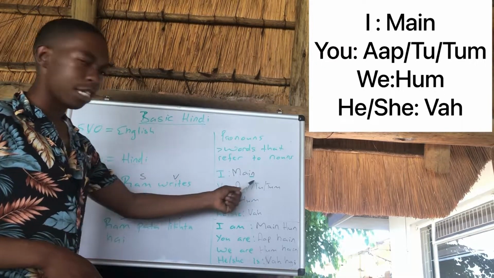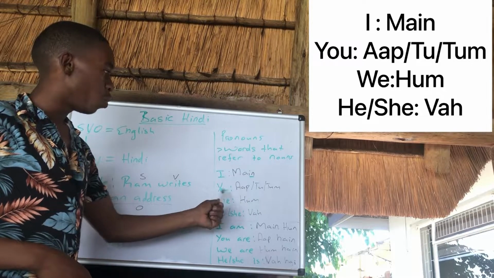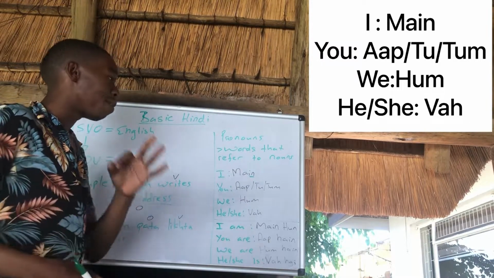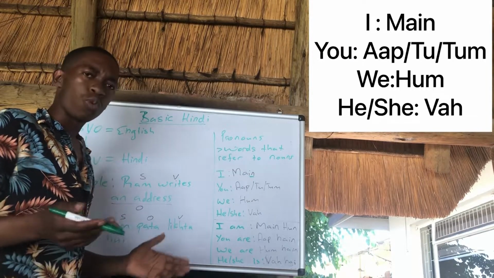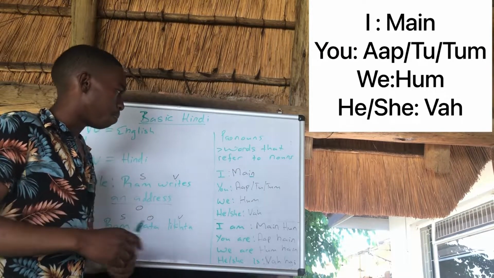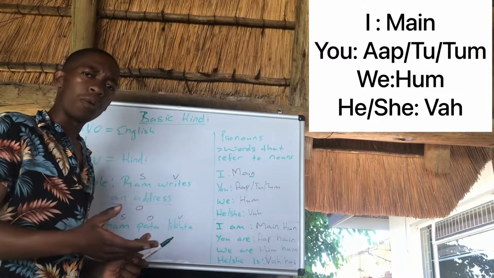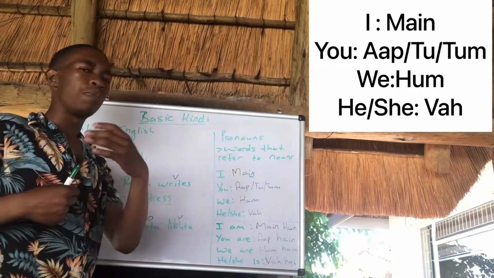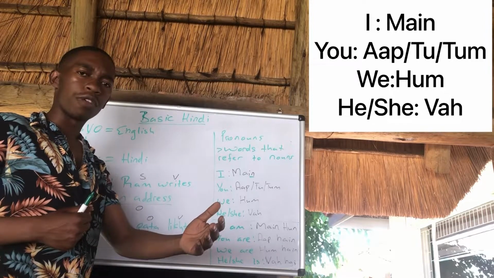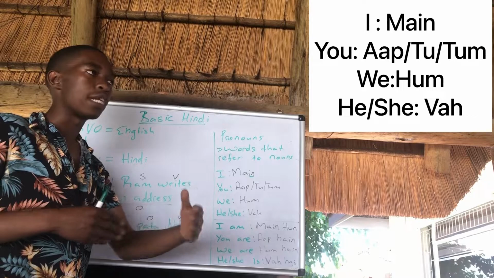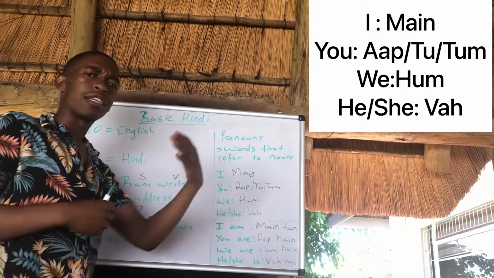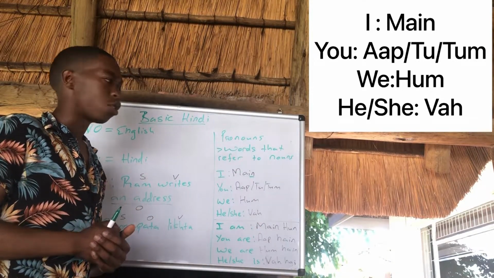So I is "main", and then "you", when it comes to Hindi, we have three words: aap, tu, and tum. Now you're wondering what is the difference there. Simple. Aap is more formal. Okay, you use it for people that you don't know. If you're meeting someone for the first time and you want to say "you", you refer to them as aap. That shows respect as well. So it's formal.